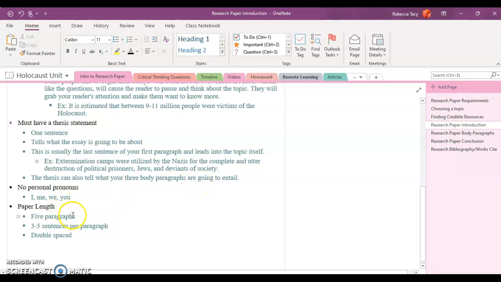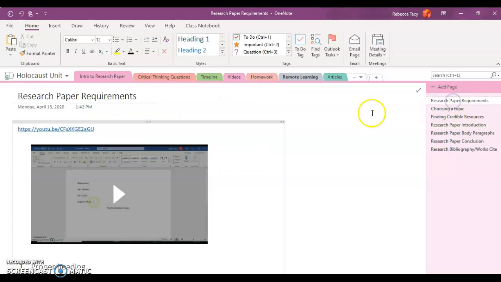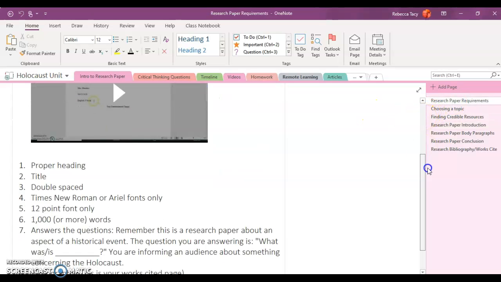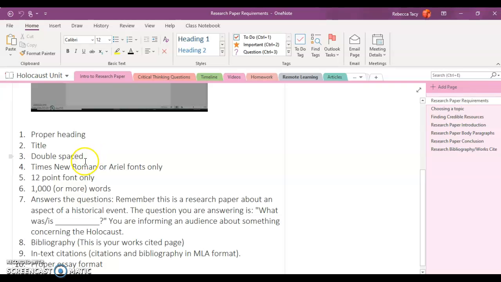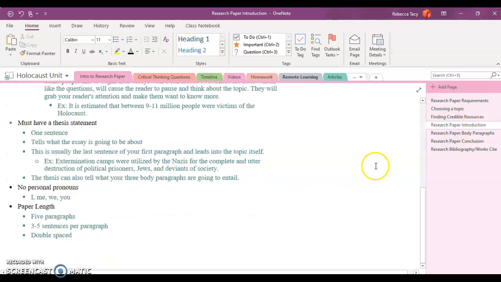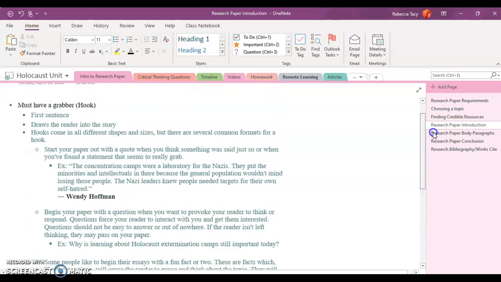Paper length needs to be at least 5 paragraphs, 3 to 5 sentences per paragraph, and double spaced, which is also in those research paper requirements. Make sure that you have the title, double spaced, Times New Roman or Arial 12-point font. So make sure you have that. This is all information that can help you get started on your introduction to your research paper.